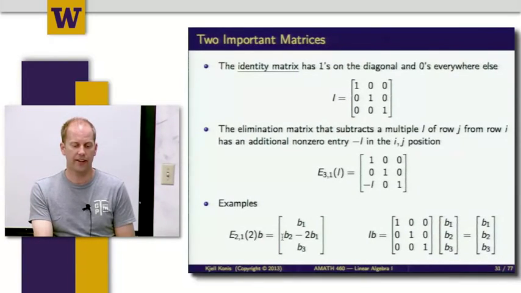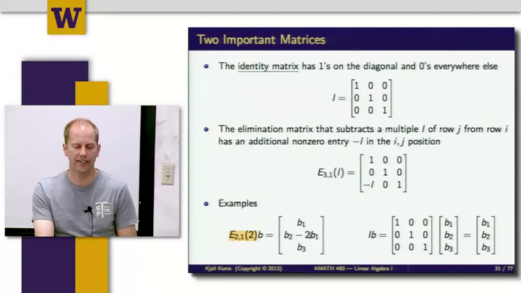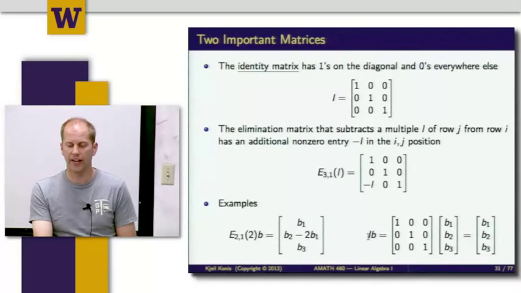And so this is just the example I did on the previous page. Previously I had written out the whole form of the matrix. Here I'm just going to say E21. So it's subtracting 2 times row 1 from row 2. And then remember, the identity matrix is just leaving a vector unchanged.